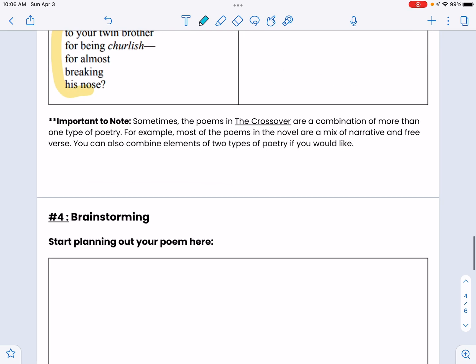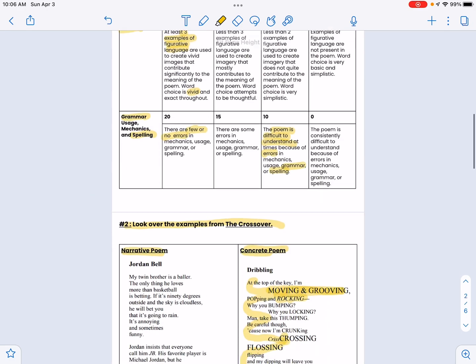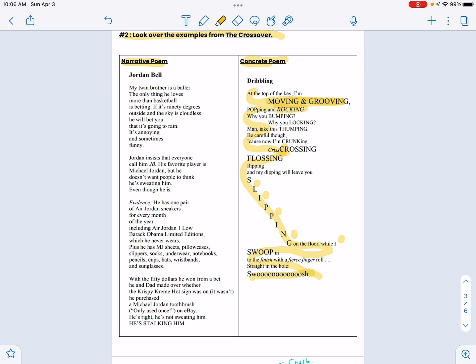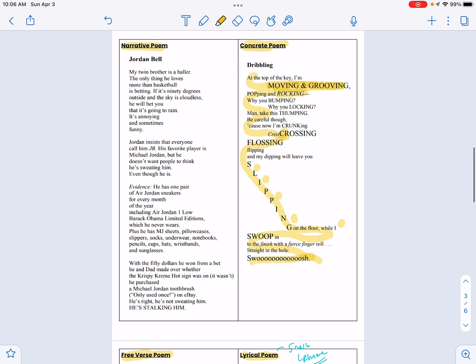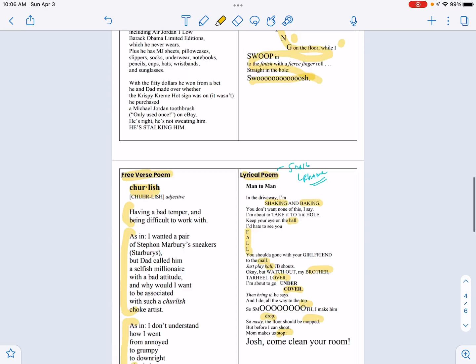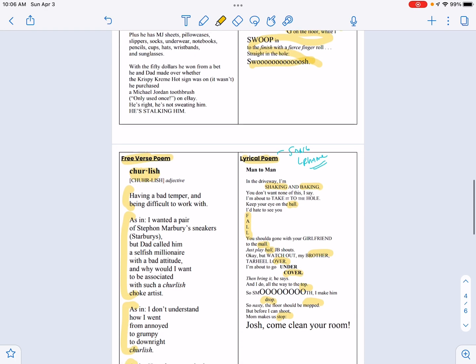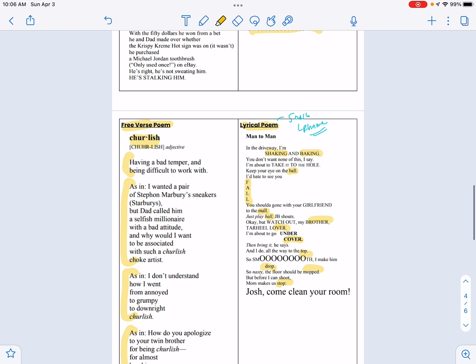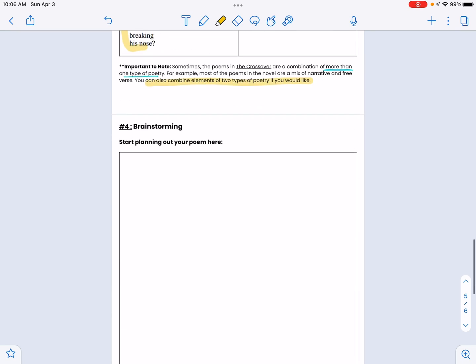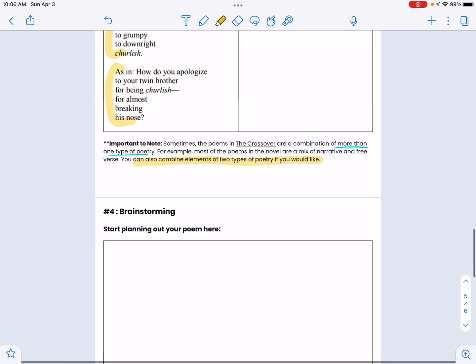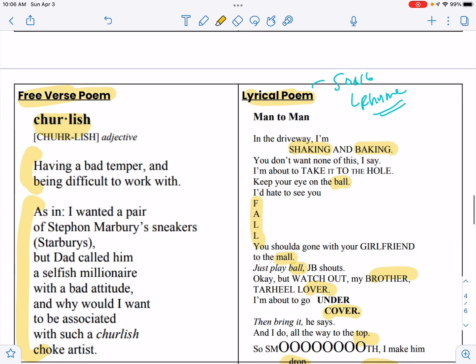Important to note, sometimes the poems in The Crossover are a combination of more than one type of poetry. For example, most of the poems in the novel are a mix of narrative and free verse. You can also combine the elements of two types of poetry if you'd like. Maybe you want to do concrete and narrative together, or lyrical and narrative together. The only things that don't go together are lyrical and free verse, because lyrical is all about rhyming and free verse is about not rhyming. So you can do combinations of two types of poetry if you'd like, except for free verse and lyrical.